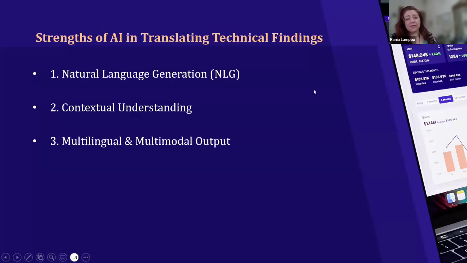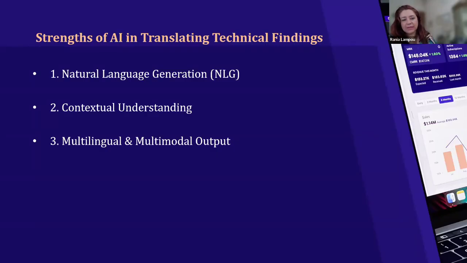The strengths of AI in translating technical findings come from natural language generation. Tools like Gemini, for example, or Claude convert statistical results into plain language. They can summarize complex data into simple key points, and they can generate executive summaries for non-technical audiences.